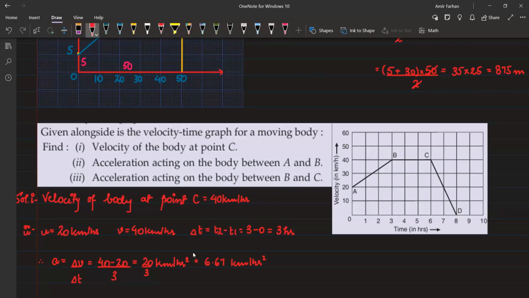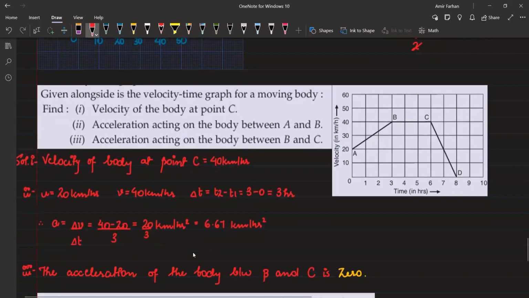Yes, sir. Okay. And the acceleration between B and C is 0 because it is parallel to the time axis. Is this clear to you or not? Please do let me know. Alif, Gauri, Ramiz, and Hafsa. Clear, sir. Great. Okay.